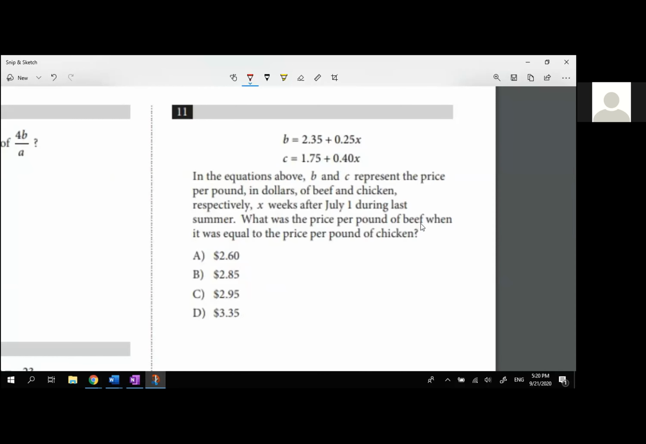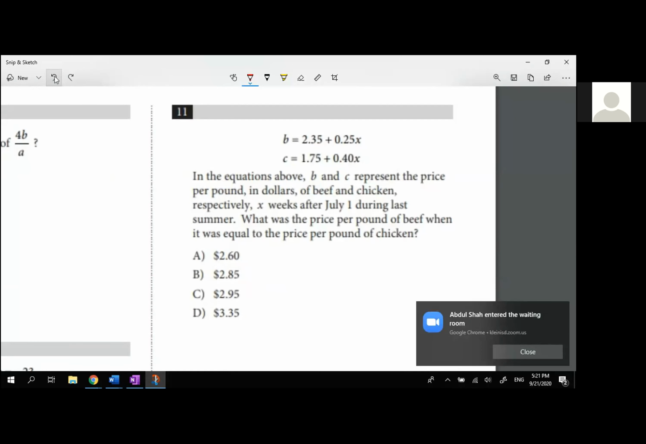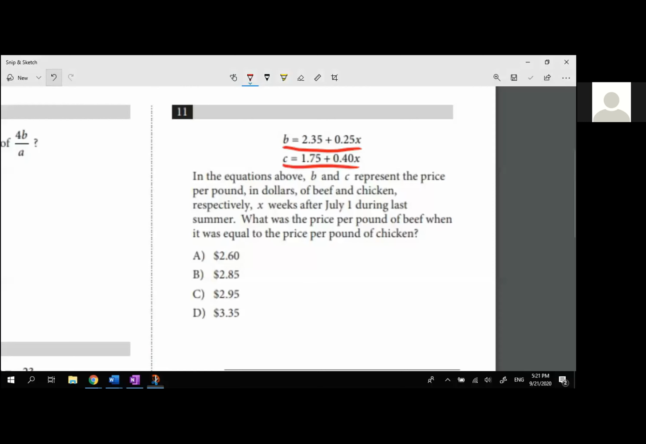Alrighty, so we've got the question asking, in the equations above, B and C represent the price per pound in dollars of beef and chicken, respectively, X weeks after July 1st during last summer. It's a run-on sentence. What was the price per pound of beef when it was equal to the price per pound of chicken? So remember, it said that B and C are the price per pound of beef and chicken, right? So what it's asking us to find here is, what is B equal to C? So we've got these two equations, right? All we got to do now is just set them equal to each other. So B equals C.